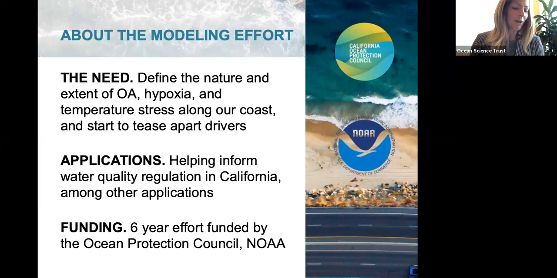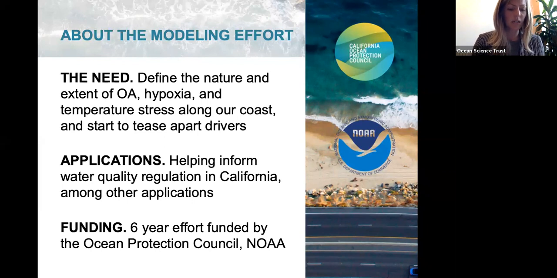Since we can't monitor everywhere at all times, modeling can help fill in our understanding of exposure of these changing ocean conditions to marine life and inform our mitigation and adaptation strategies. The state of California's Ocean Acidification Action Plan released in 2018 called out local pollution management as a possible response.